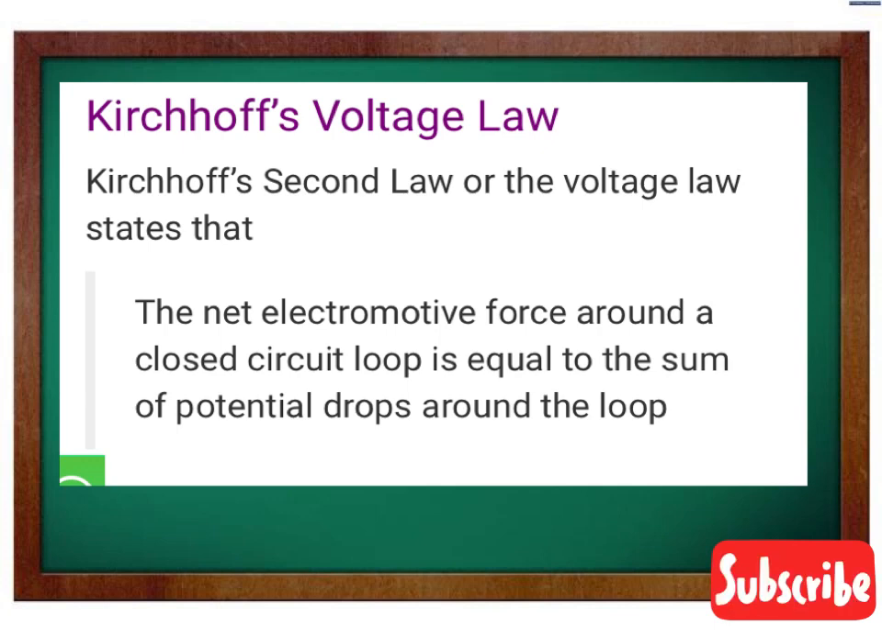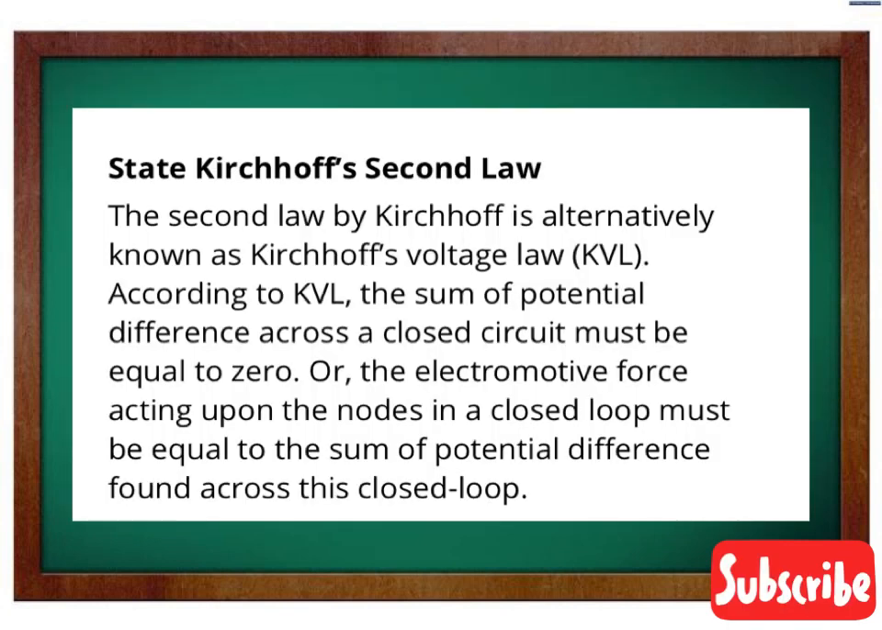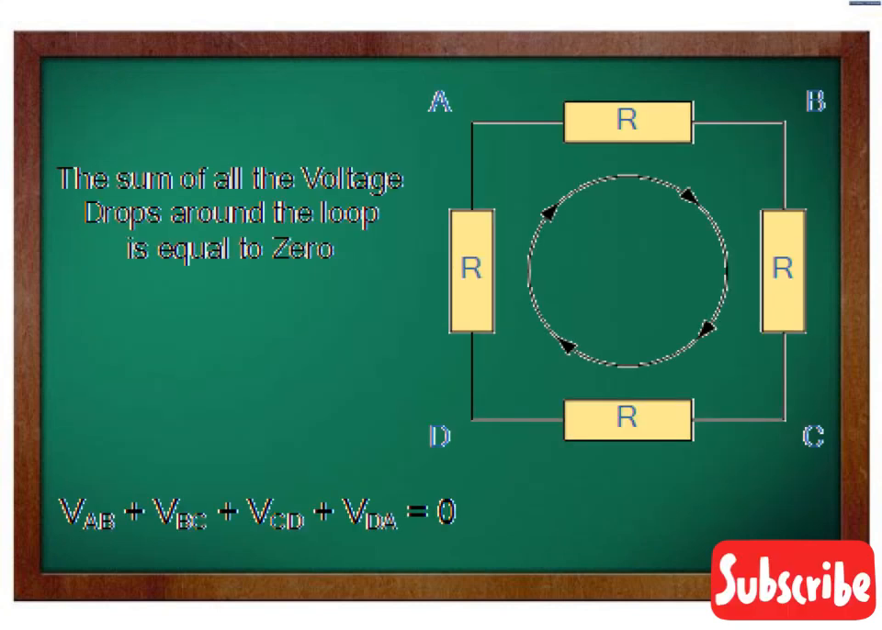Here the word closed loop is very much important. Unless there is a closed loop, you cannot apply Kirchhoff's voltage law. So in your statement of Kirchhoff's voltage law, the words closed loop should be included. Now let's explain this law. You can see the diagram of the circuit A, B, C, D, which has resistance connected in each branch. If we start from the loop A, B, C, D, A, then according to our statement, in this circuit the summation of all the voltages should be zero.